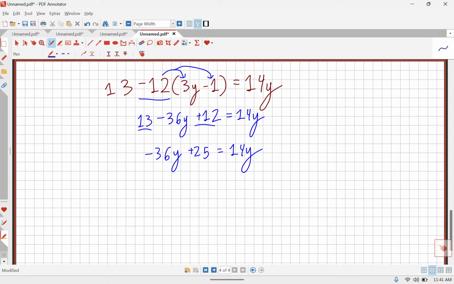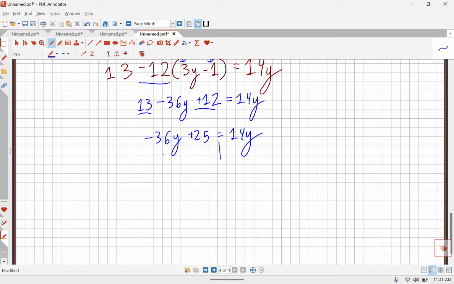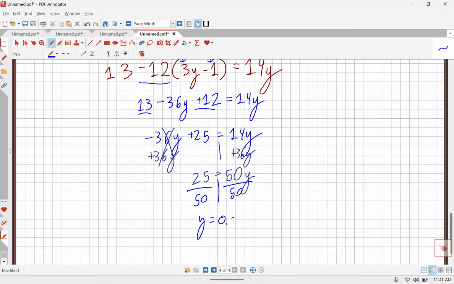I have to get rid of either that 36 or the 14. What do you want to get rid of, Julia? The 36 or the 14? 36, I guess. Okay. If we add 36y to both sides, then I get 25 is equal to 50y. Oh, so the y's just cancel each other out. Yeah, well, they're just the same idea, right? Now we divide both sides by 50, and you should get y equals 0.5.